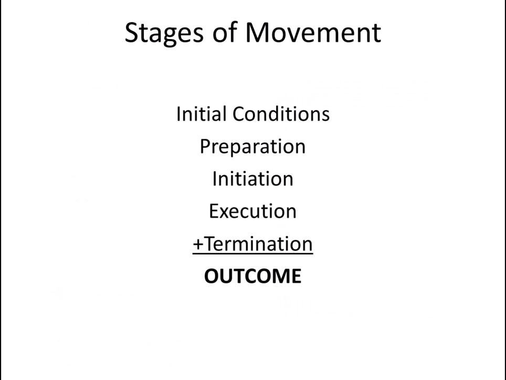Now, the Hedman et al. article breaks down movement into separate stages. First stage they consider are initial conditions, followed by preparation, initiation, execution, and termination. And the culmination of all of these stages results in the outcome of movement. And if there's a problem in any of these stages, then the outcome will be flawed or not normal.